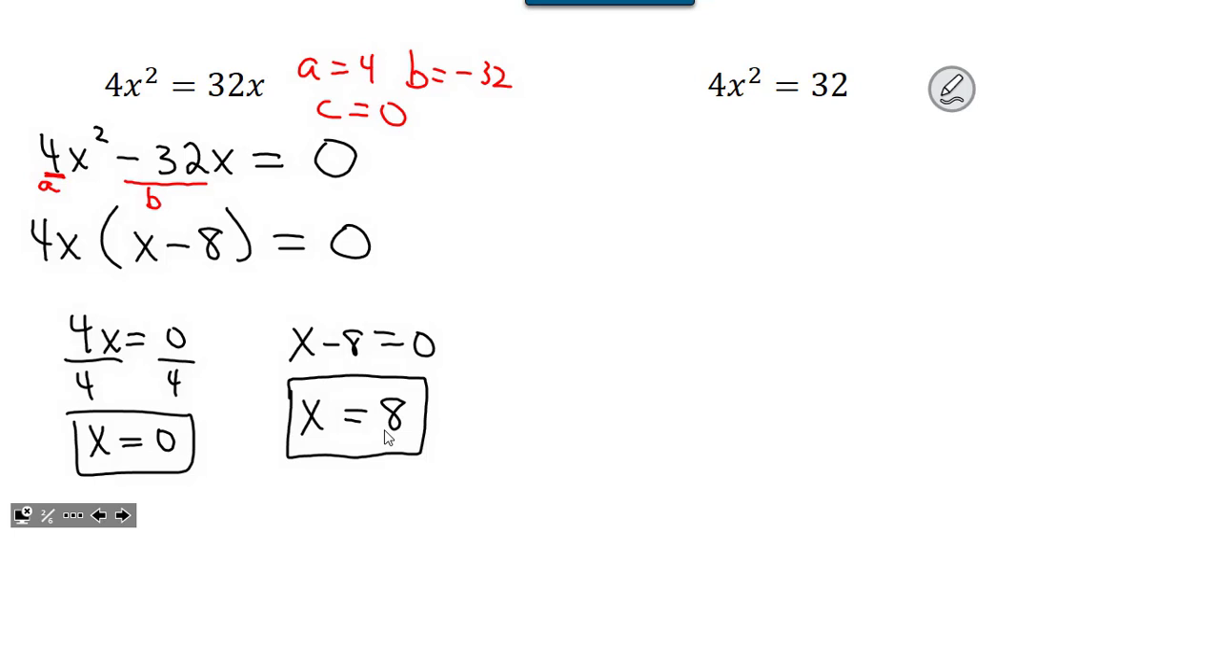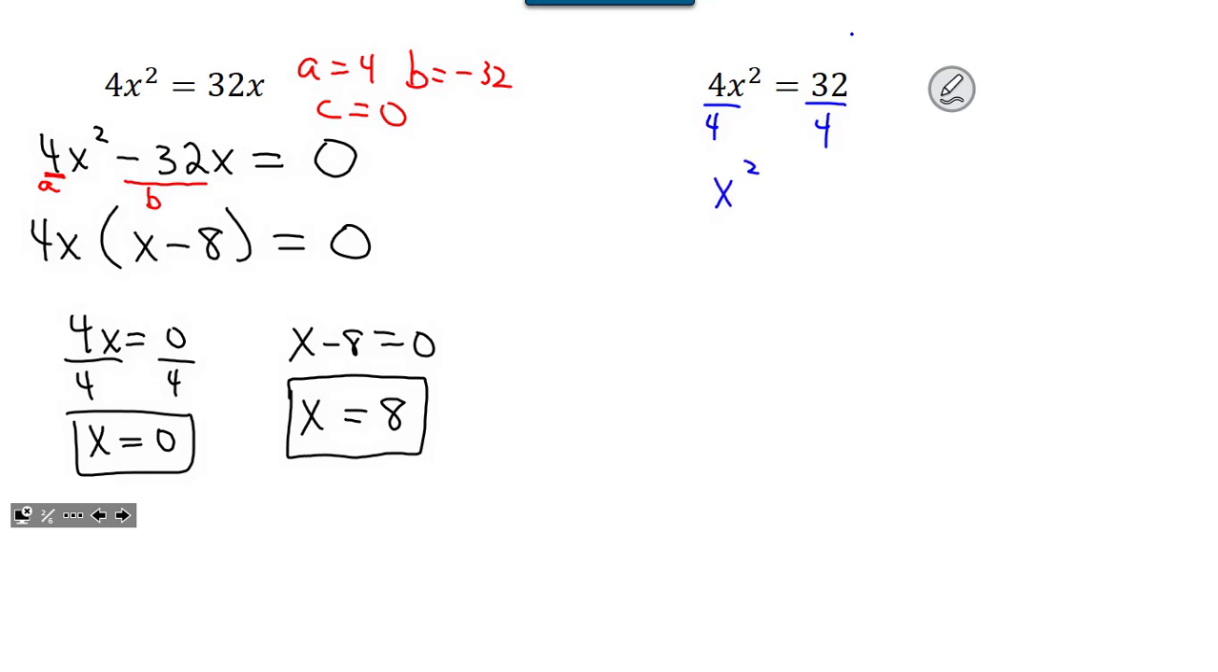Over here on the right, what I have is 4x squared equal 32. So when I see something like this, and all I have is a squared term equal to a number, then that jumps out to me that I should do that using the principle of square roots. So what I can do is get this x squared by itself by dividing both sides of this equation by 4.